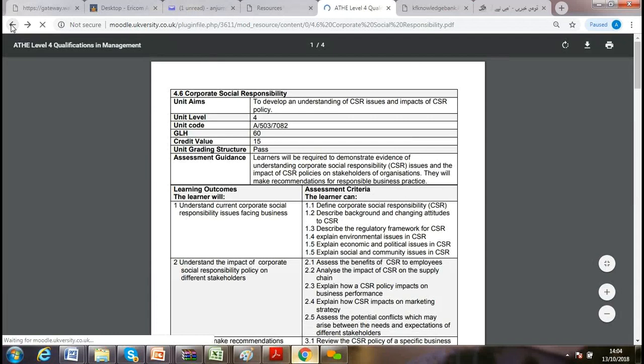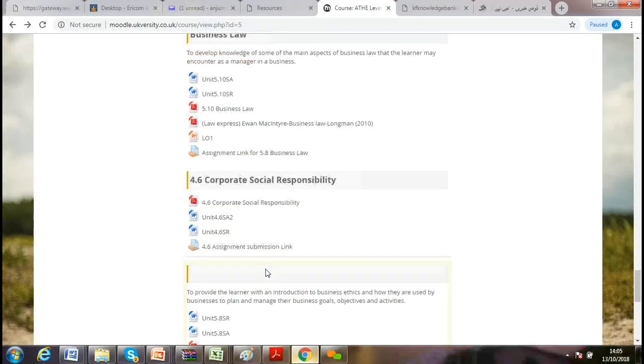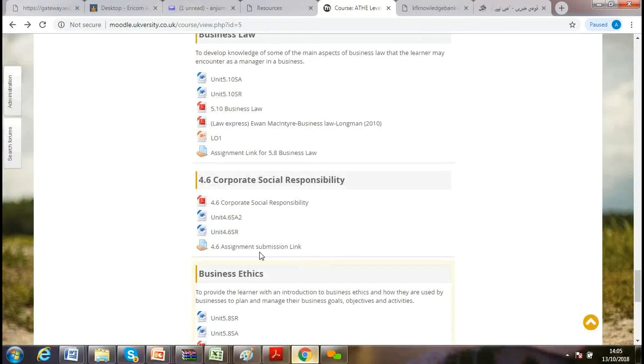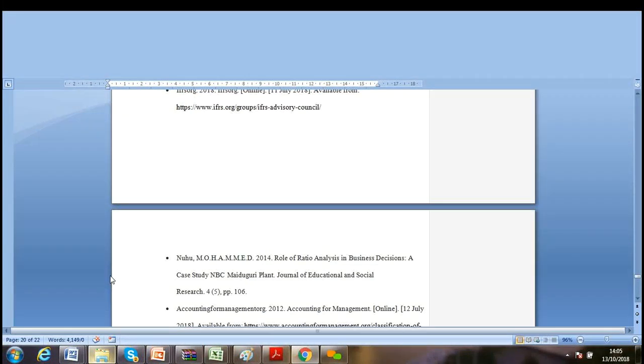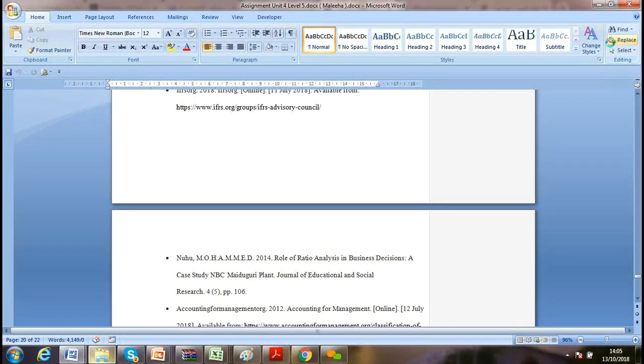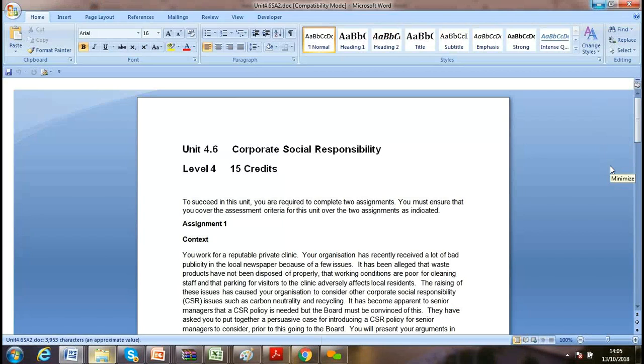Does anybody have any questions? We'll go through the assignment brief before moving forward to the proper lesson. Please remember, CSR stands for corporate social responsibility, and it's the responsibility of an organization towards fellow citizens. We need to go through the unit. Sorry, it's taking a minute to download my file.